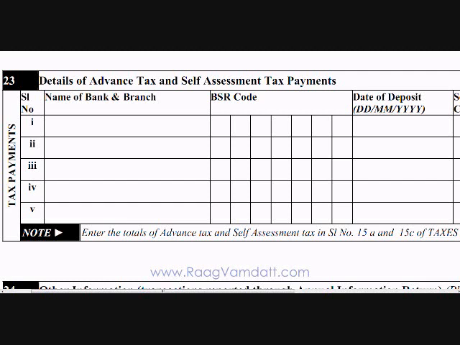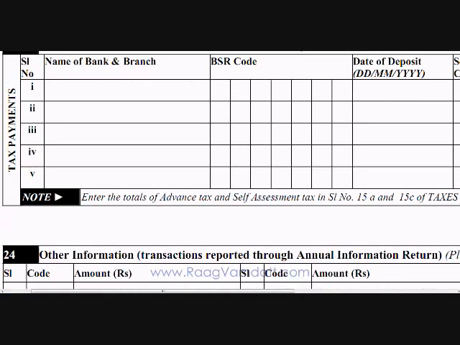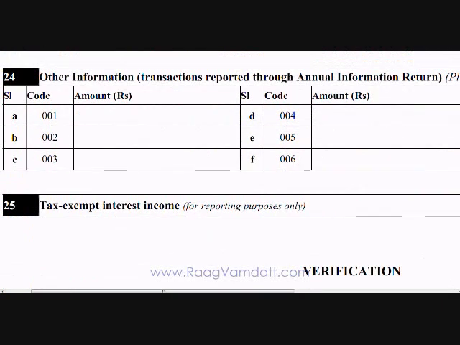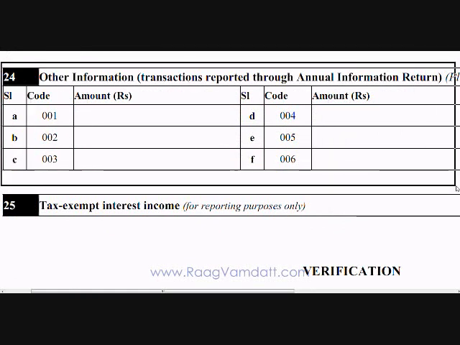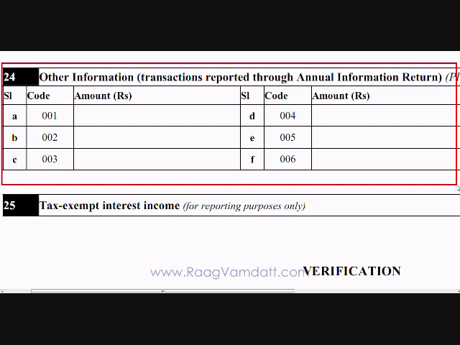If there are any transactions that need to be reported to the Annual Information Return, or AIR, mention them in box 24. These include high value transactions like depositing a total of more than 10 lakh rupees in a savings account in a year, purchase of a house for more than rupees 30 lakh, credit card bills for the year being more than rupees 2 lakhs, etc.